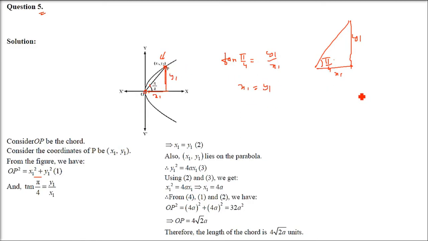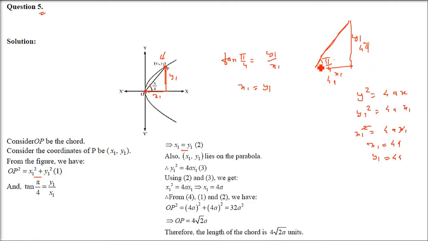But this point (x1, y1) is lying on this parabola also. So the equation is given as y square equals 4x. Put y as y1 and x as x1. So you know x1 is equal to y1. Either you put x1 as y1 or y1 as x1. We are putting y1 as x1. So x1 square equals 4a x1. x1 you can just divide and cancel. So x1 will be 4a, so y1 will also be 4a. This is 4a and this is also 4a.